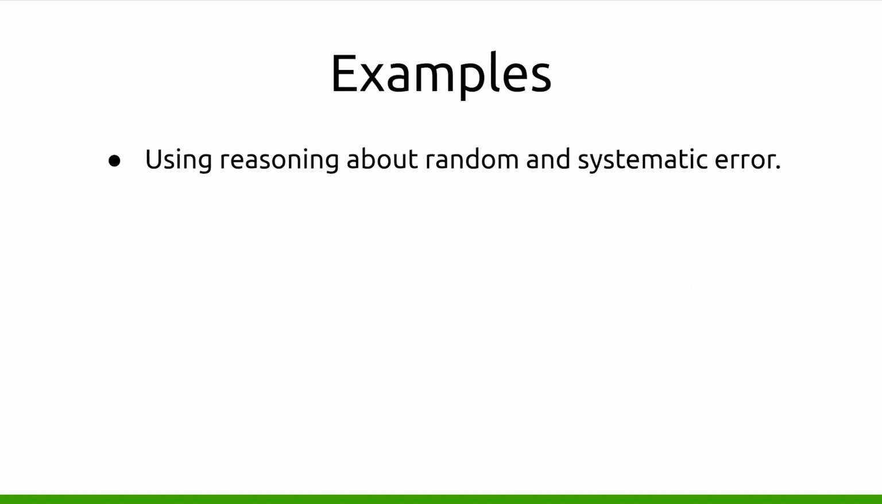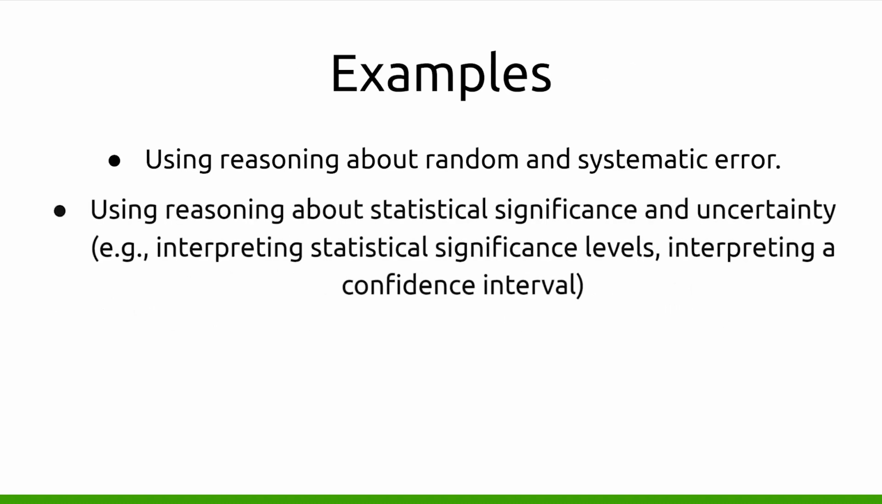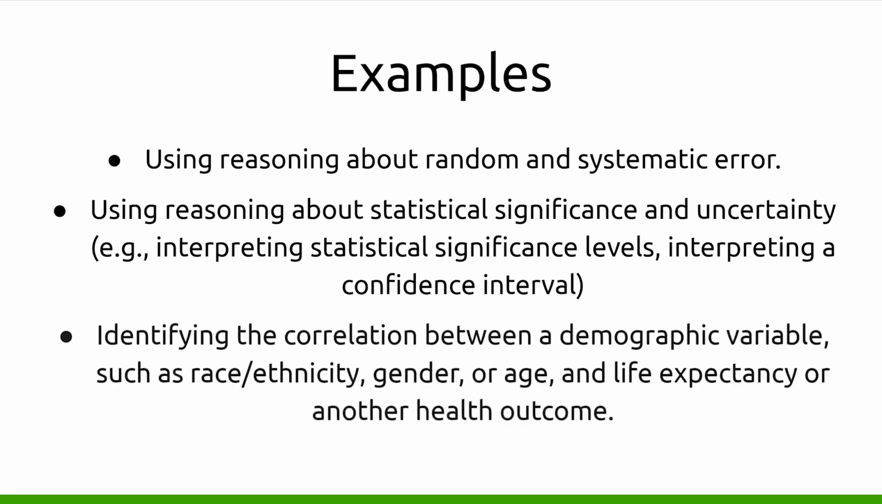Some types of questions you could come across that have to do with skill number 4: reasoning about random and systematic error, reasoning about statistical significance. So if you have significance levels, can you interpret a confidence interval? If they give you the CI, if they give you a standard deviation, if they give you a mean, do you understand what each of those things means in isolation, but also within context of the whole research project?